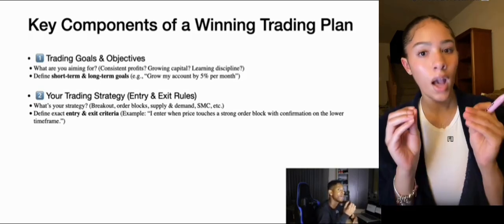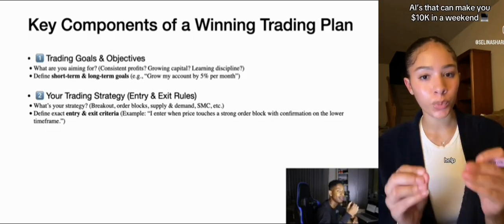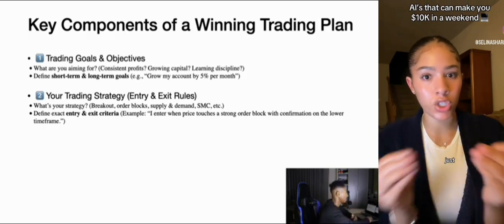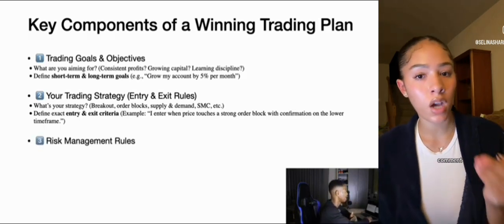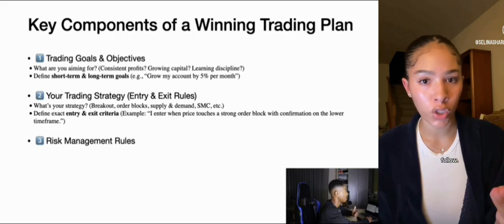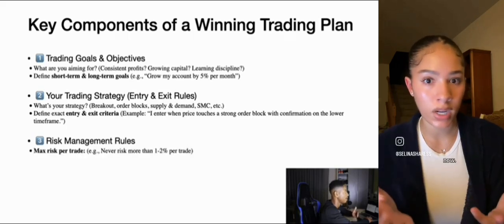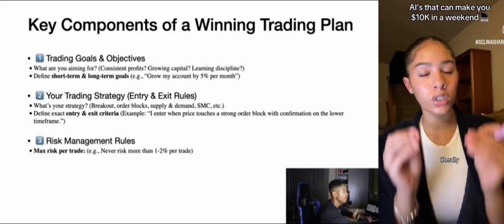So that automatically breaks your trading plan. It breaks the disciplines that you have when it comes to your trading plans. And the next point that we are going to be looking at is risk management rules. The max risk per trade. Example, never risk more than 1 or 2% per trade.